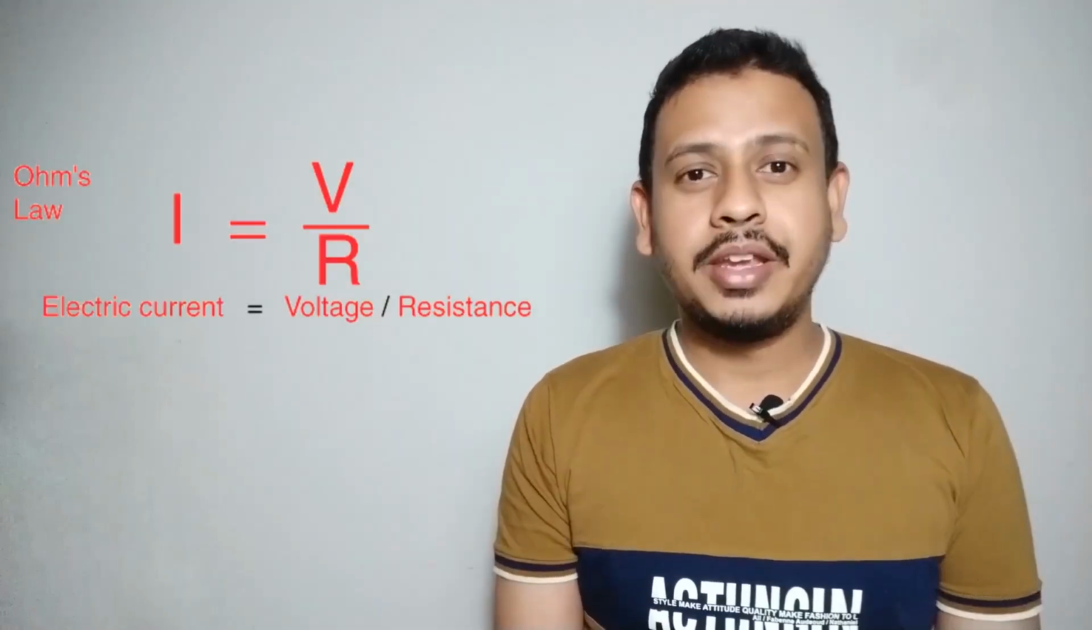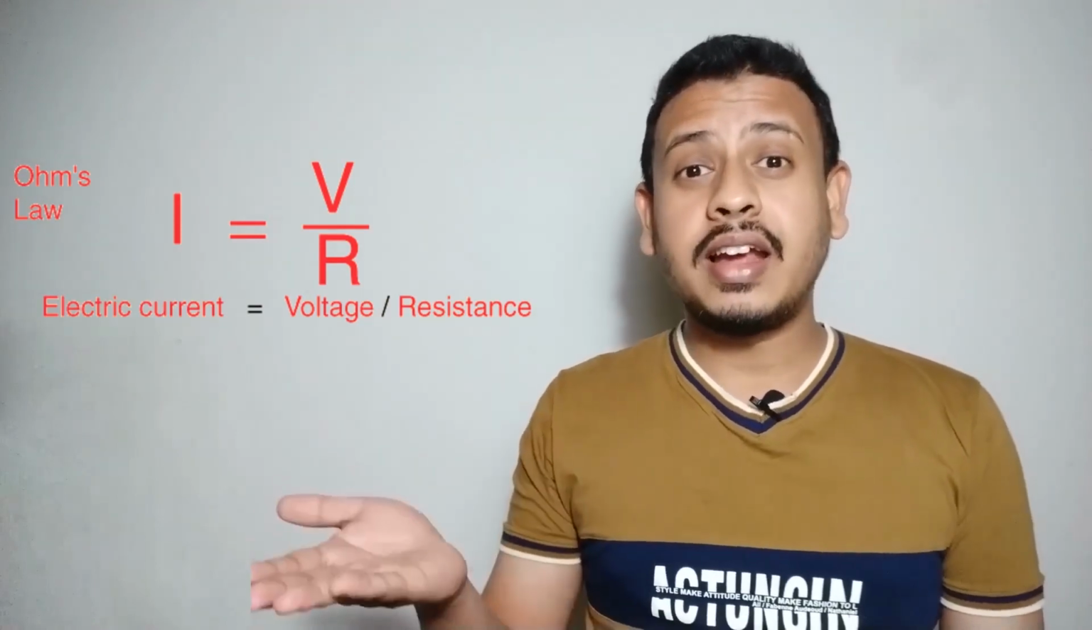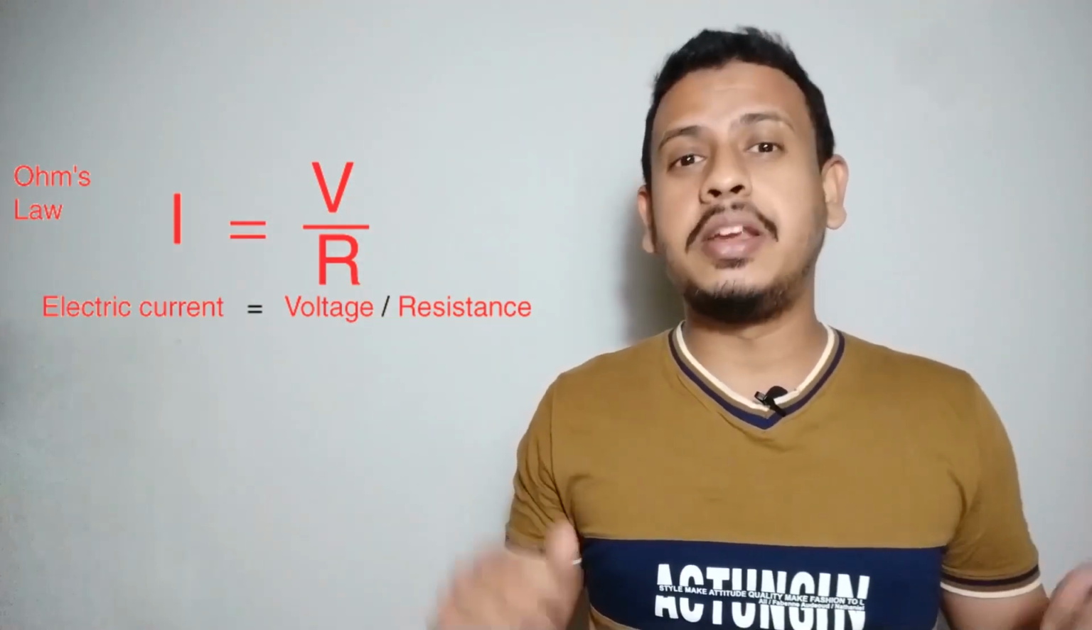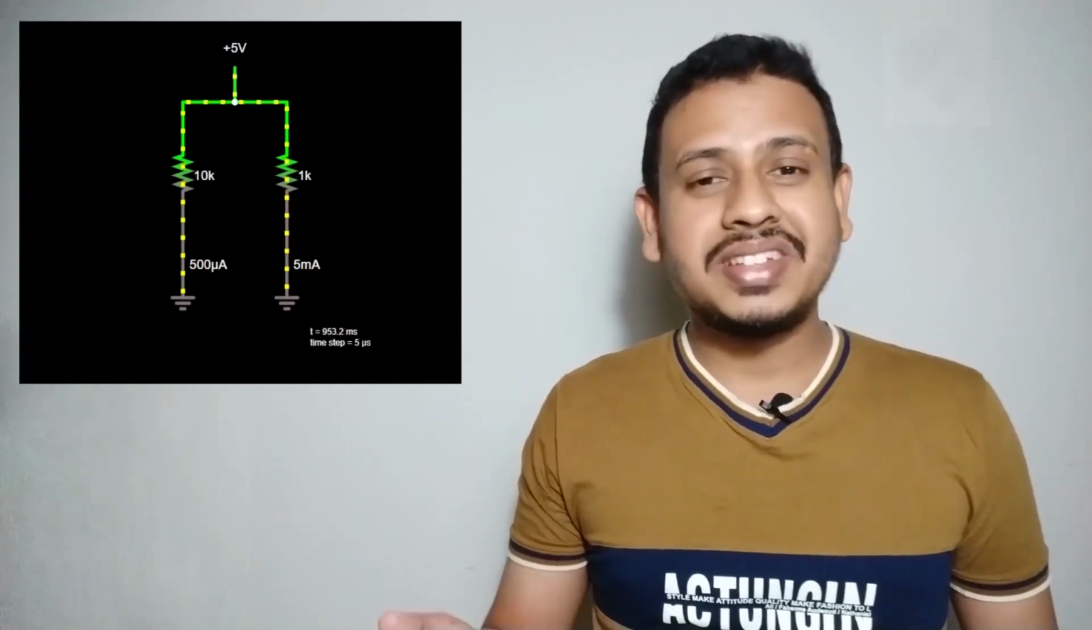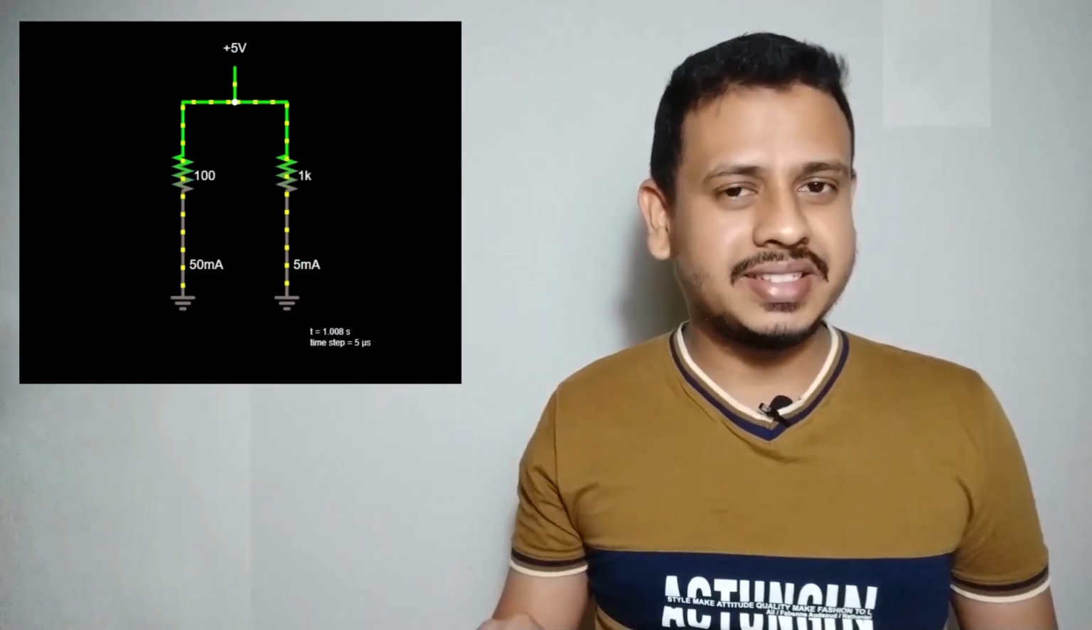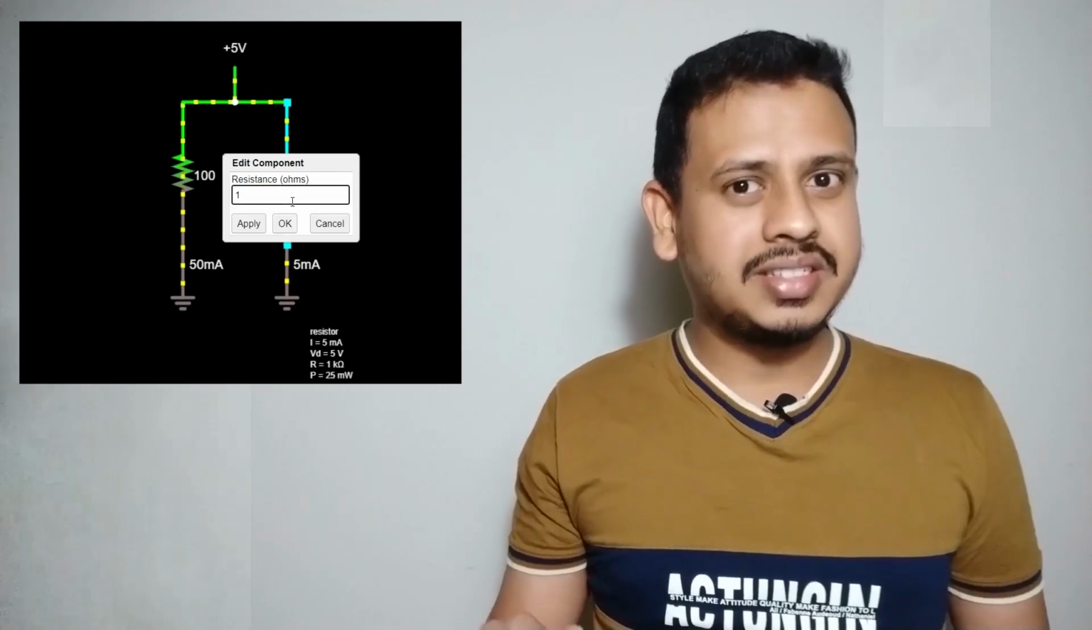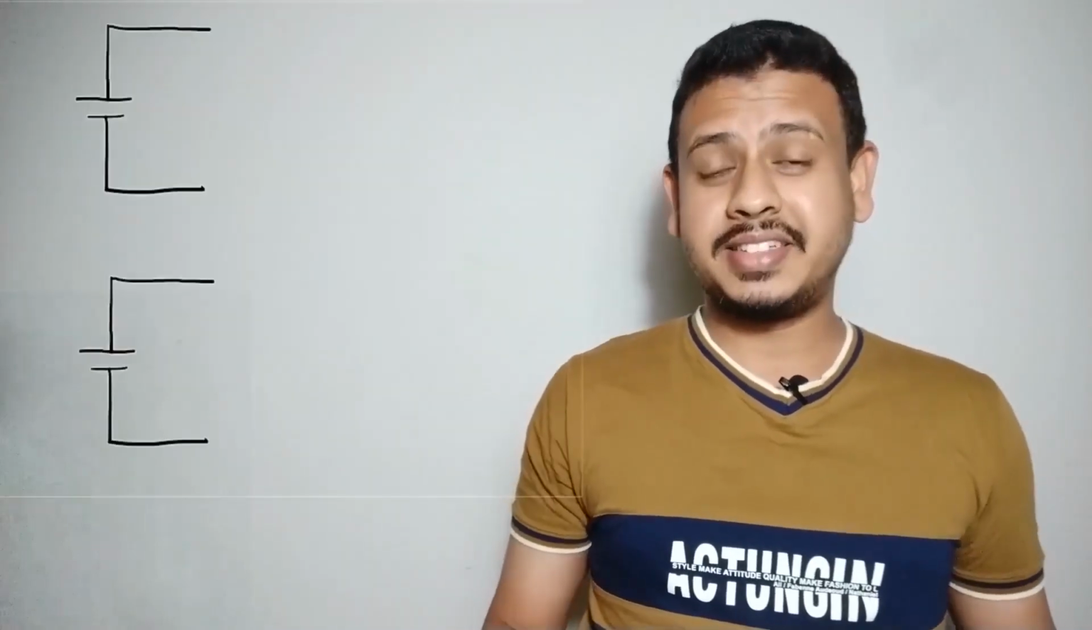Based on Ohm's law, where I is equal to V by R, it can be easily understood that current and resistance are inversely proportional. When resistance increases, current decreases. When resistance decreases, the current increases. Let us consider an example.